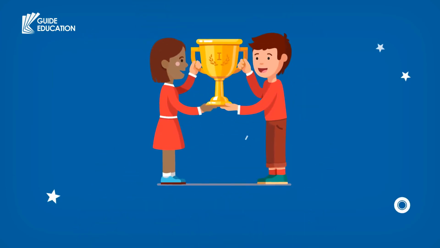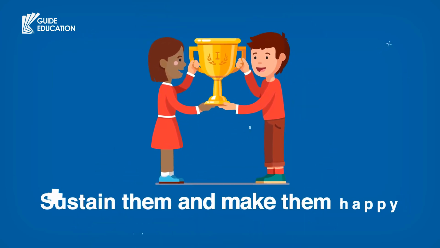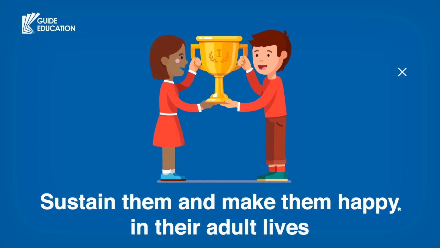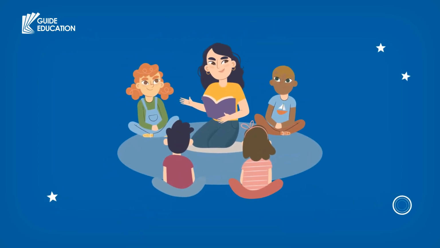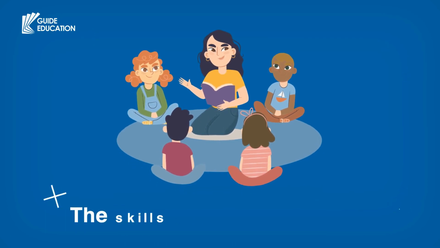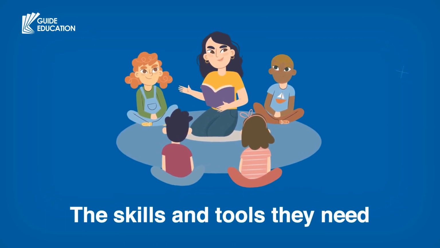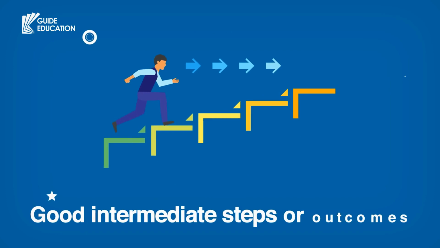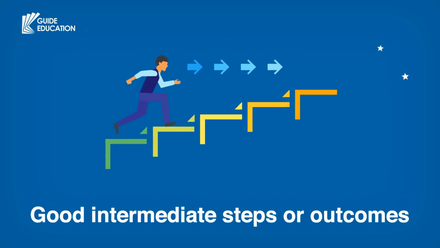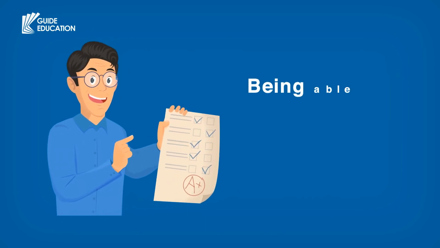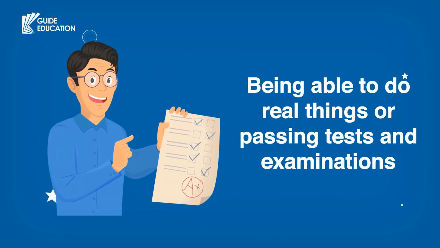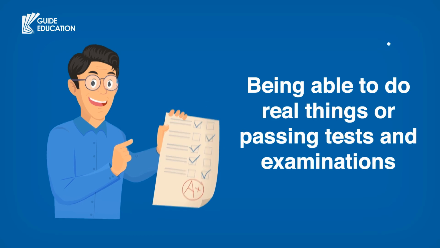We also want them to achieve what they want and need to sustain them and make them happy in their adult lives. This is the ultimate outcome. We as teachers can't guarantee this ultimate outcome, but we can give our students the skills and tools they need. We do this by having good intermediate steps or outcomes such as achieving certain levels of skill, which can be seen through actually being able to do real things or passing tests and examinations.